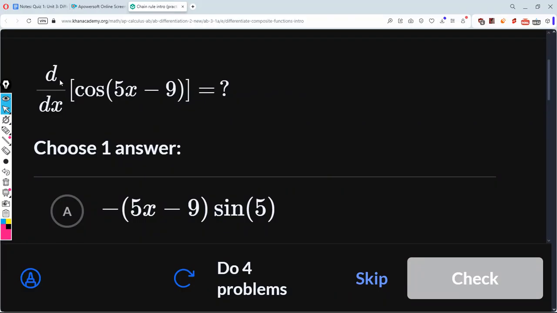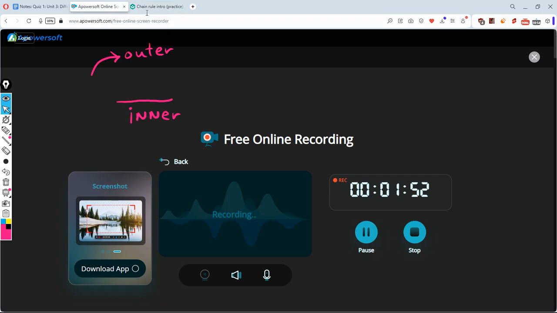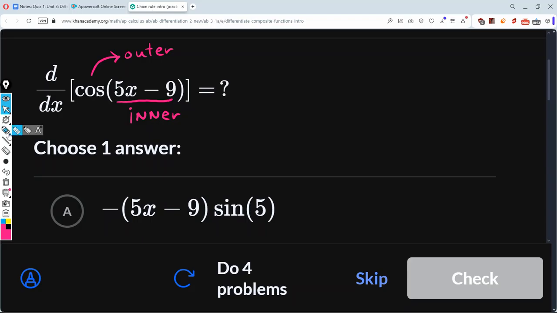All right, so here we want to find the derivative of cosine of 5x minus 9. Clearly the cosine is the outer function and the 5x minus 9 is the inner function. So we said in the quotations, you take the derivative of the outer function. The derivative of the cosine is going to be the negative sine. You leave the inner function alone, so that's going to be 5x minus 9. And that's going to be times the derivative of the inner function.